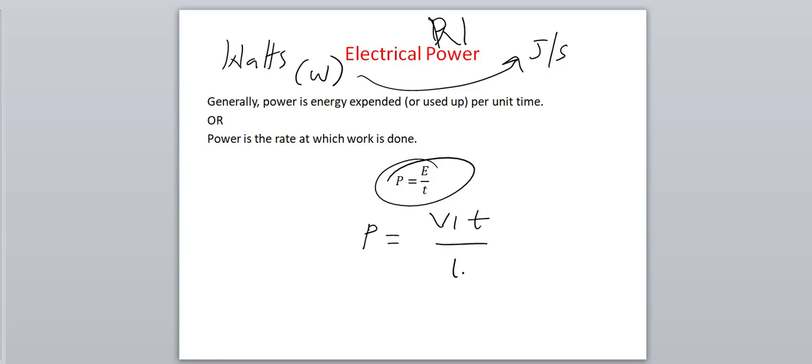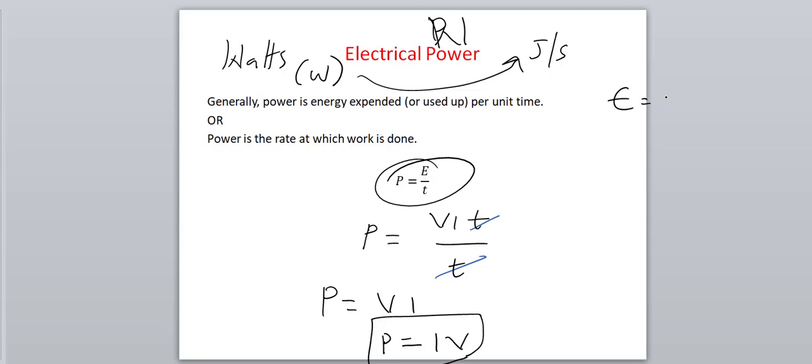divided by time T. So when you look at this, something will happen here. Time will cancel time. So eventually we have gotten our formula for power. Power is VI, or power is IV. So take note of this. This is the formula for power. Just to summarize, electrical energy, the formula is IVT, power is IV. So that is that.